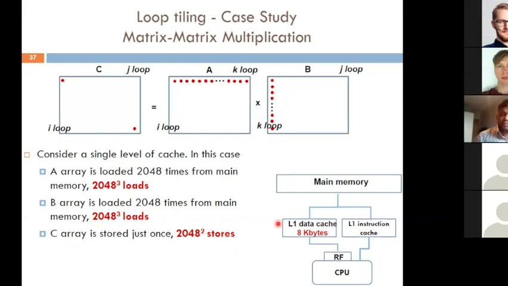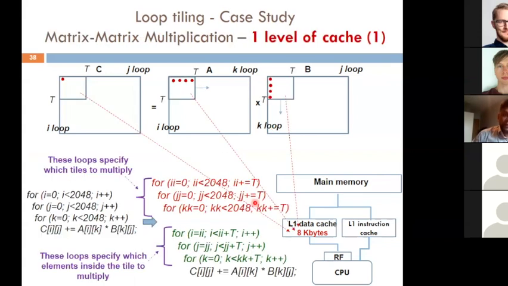There are a lot of data traffic transactions and a bandwidth problem. We cannot reuse the data, but we want to reuse it, and then the code is going to be faster. So in this case, we can use this technique, loop tiling.